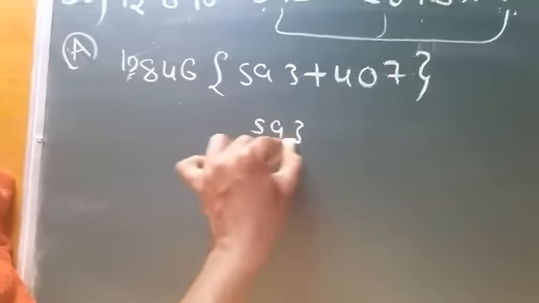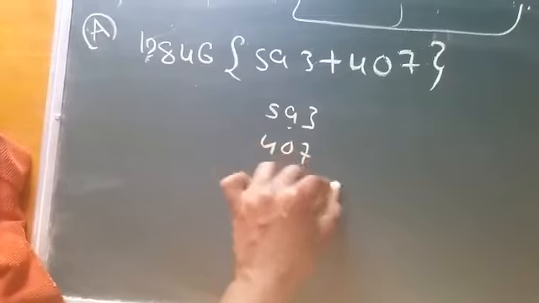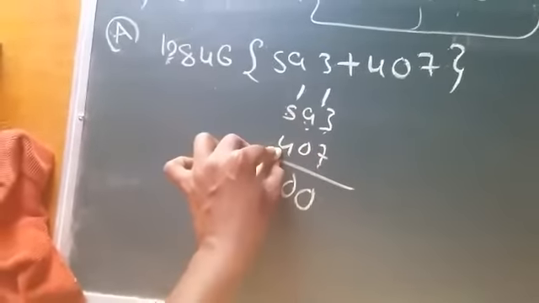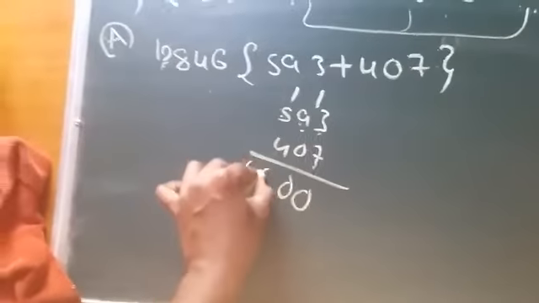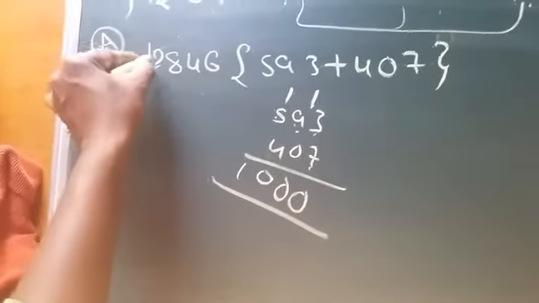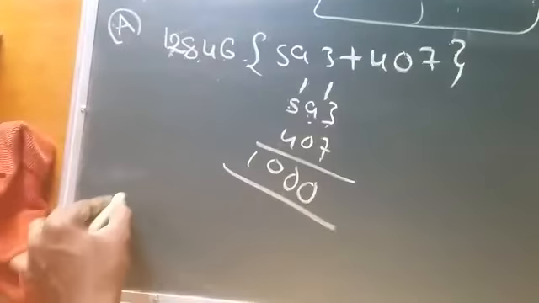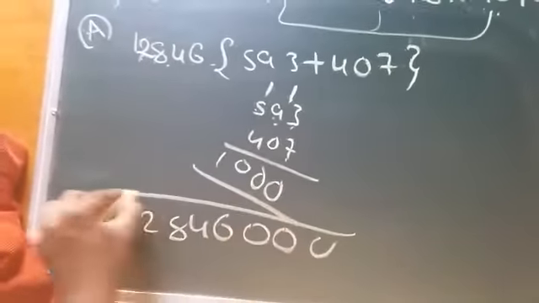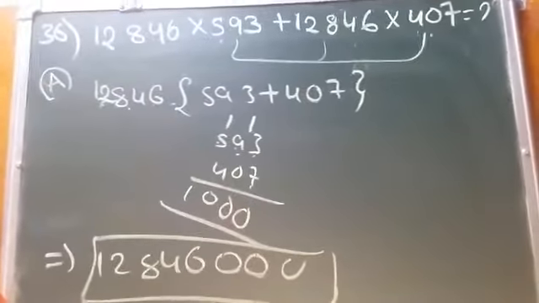Let us add these two. 593 plus 407, how much? 7 plus 3, 10, 9 plus 1, 10. 5 plus 4, 9, 9 plus 1, 1000. When you multiply 1000 with 12846, you will get the answer 12846000. This is the answer for this given question.